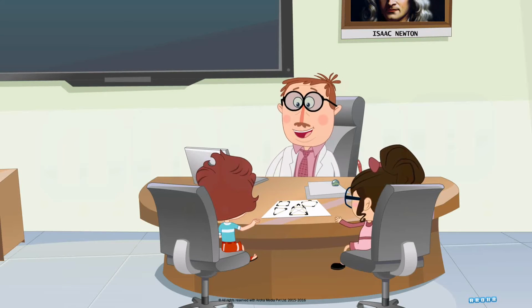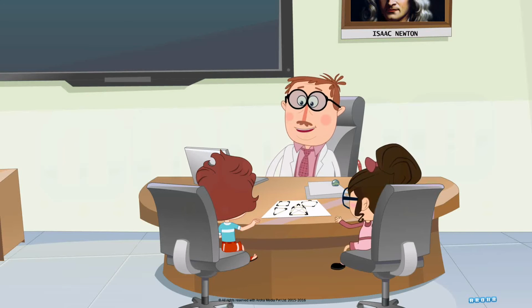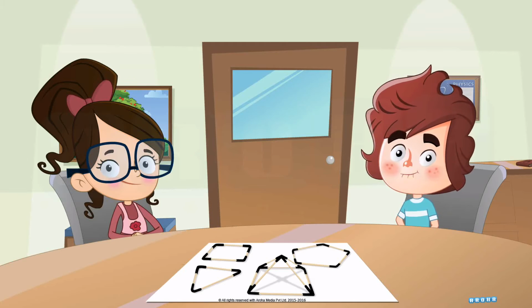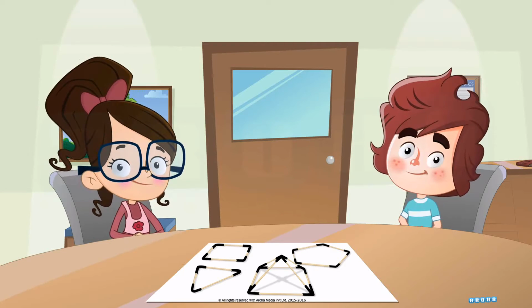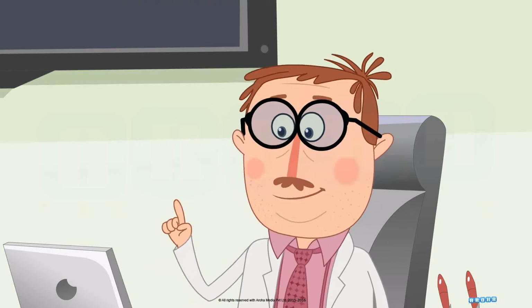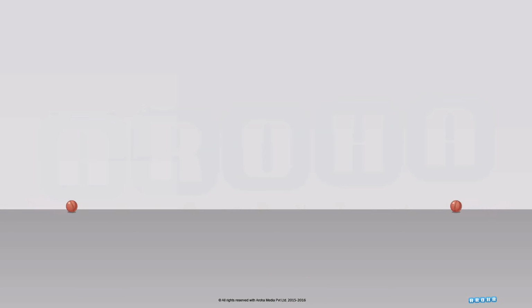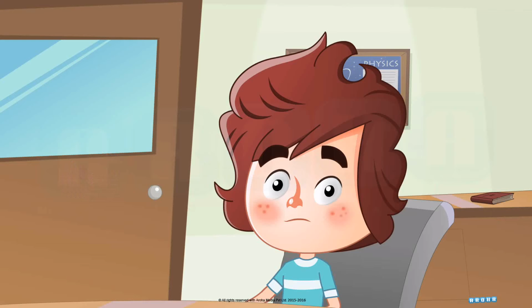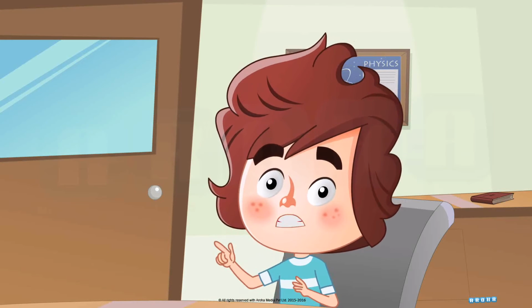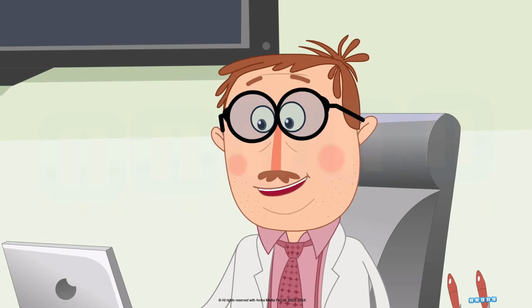Now let us talk about the fourth dimension. Sir, what's the fourth dimension? We have never seen any fourth-dimensional object. Okay, I will explain. Look at these two balls moving towards each other. Now tell me, when will they collide or hit each other? In 10 seconds? Okay, maybe 10 seconds.